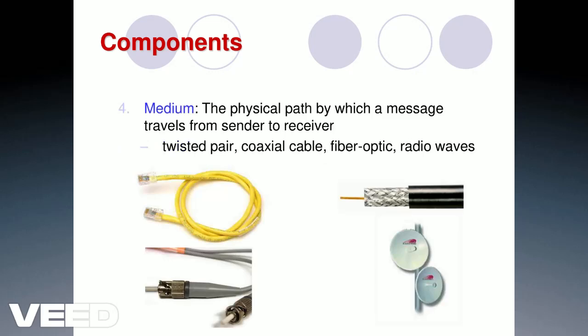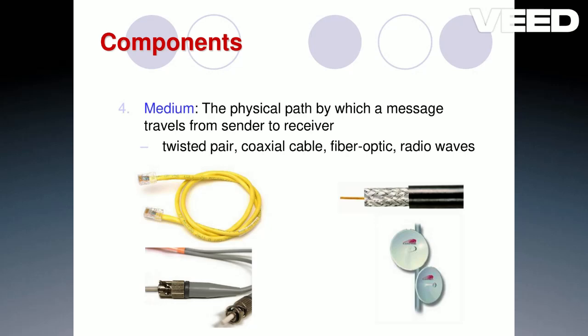How are we going to transfer the data? Through some medium. Medium means twisted pair, coaxial, fiber optic, and radio waves. The first three come under wired communication. The last one is wireless communication. It is the physical path by which a message travels from the sender to the receiver, either wired or wireless.